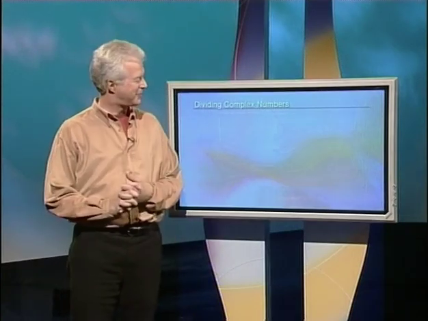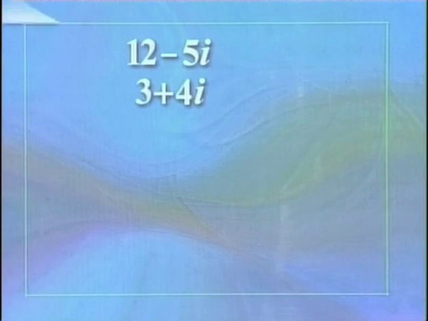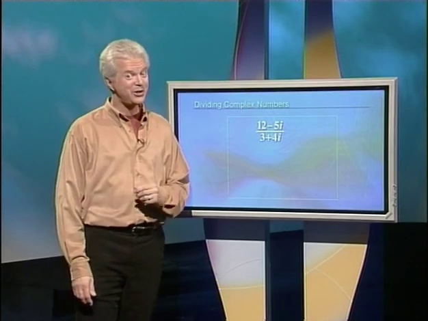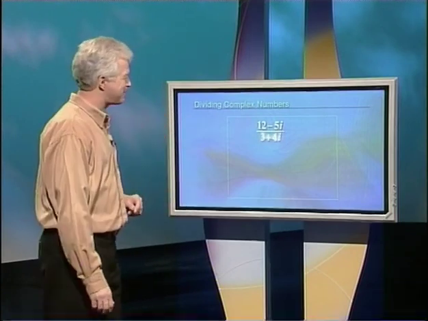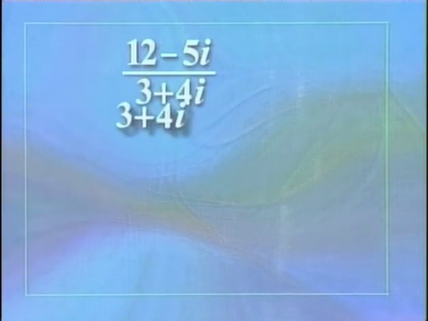And finally, here's the division problem that Sarah will have to do. We're going to divide 12 minus 5i by 3 plus 4i. Well, divisions are a bit more difficult, but there is a trick. And once you've got the idea, then it turns out, honestly, to be quite straightforward. Let's consider the 3 plus 4i separately.